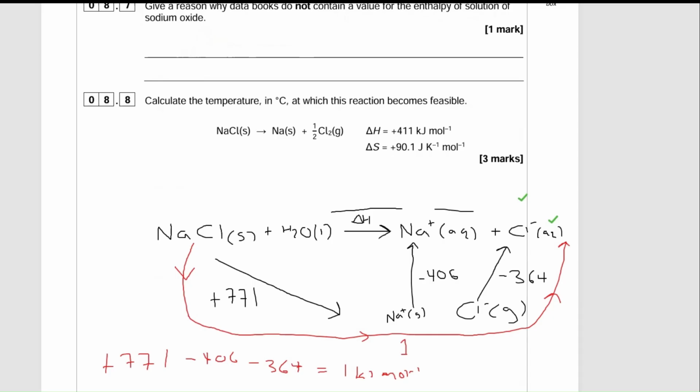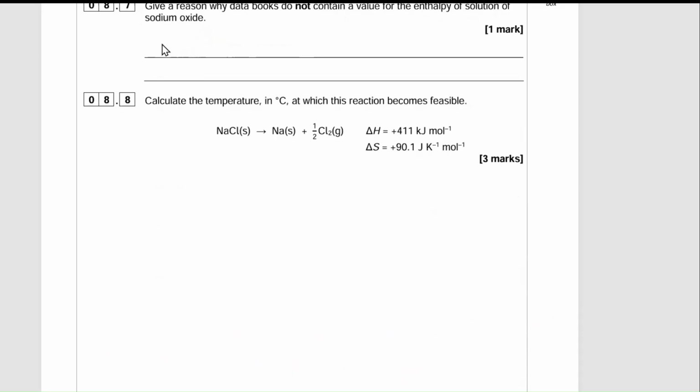You actually form sodium hydroxide. So what we want to say is it reacts with water to form sodium hydroxide. So that is the reason why.